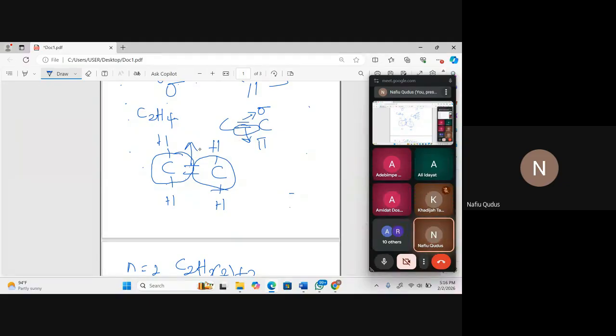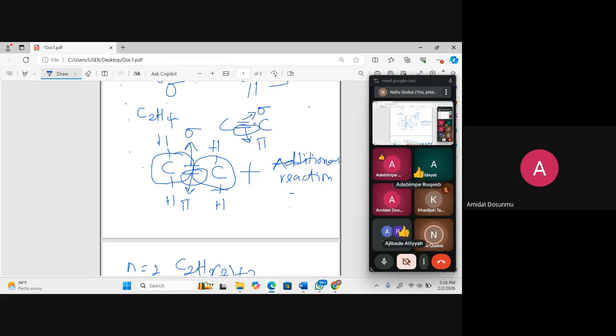Are we together? So now, this is pi bond, as we said, while this is sigma bond. And the alkene family can undergo what we call an addition reaction. What do I call it? Addition reaction. That means that something can be added to it to remove this pi bond. Are we together? Now, how do we know this?